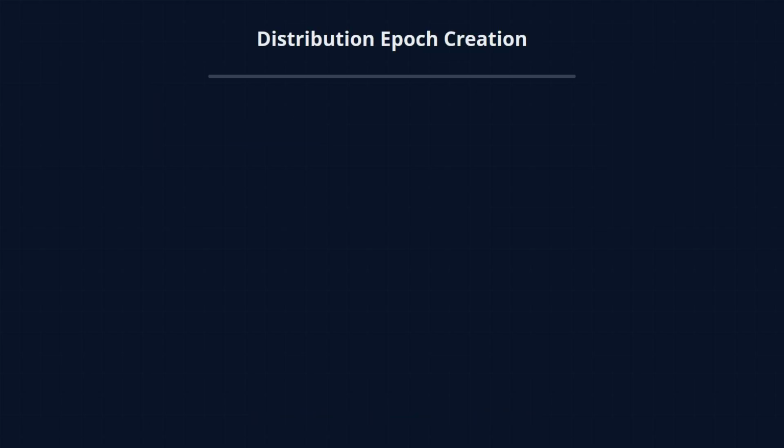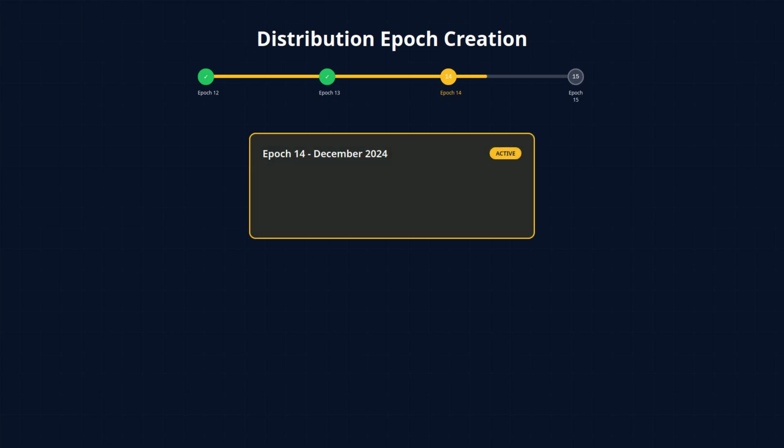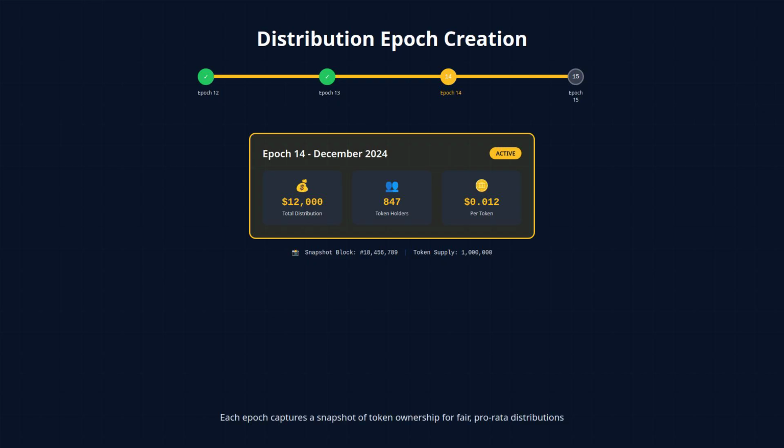The distribution manager creates a distribution epoch. An epoch captures a snapshot of token ownership at a specific block. This snapshot determines who receives distributions and in what proportion. Per token distribution amounts are calculated based on total distribution divided by token supply. Historical epochs provide a complete distribution record.